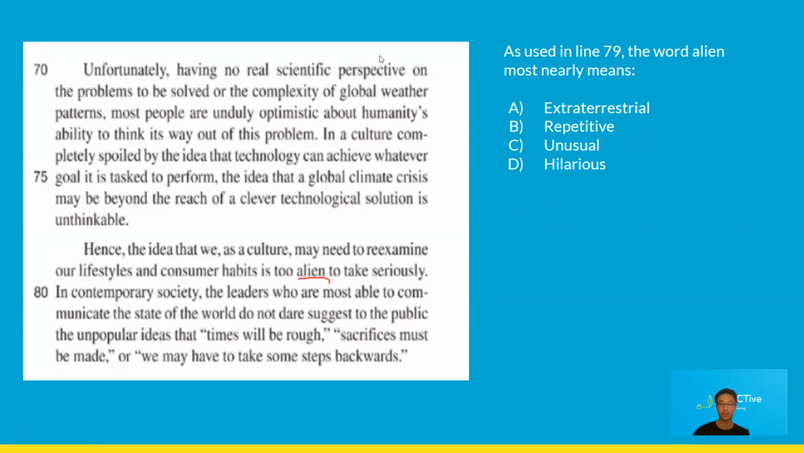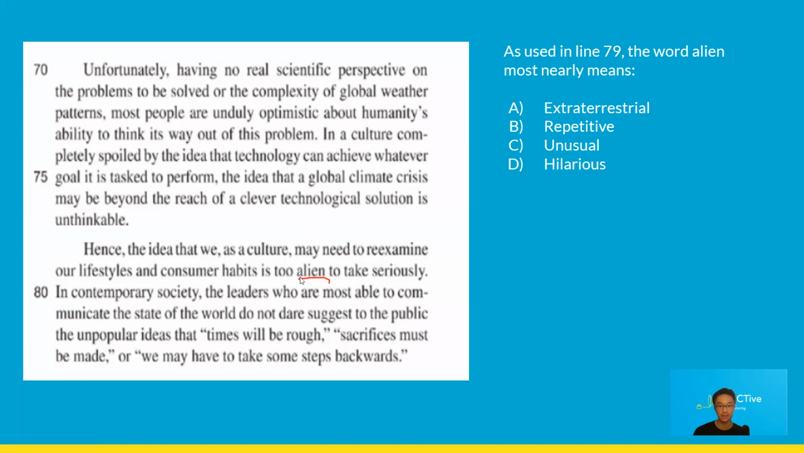So now that we have the context, let's try and break it down. The dictionary definition of alien, the first definition in the dictionary when you type in the word alien, is extraterrestrial, right? This is something you see all the time in the movies. That's something from outer space, right?